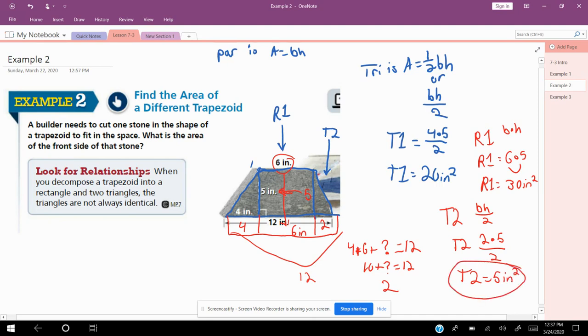And now I need to add both my triangles and my rectangles all together. If I add all of those together, let me change colors one last time, 30 plus 20 plus 5, and that gives me 55 inches squared.